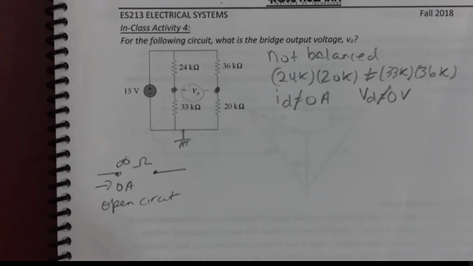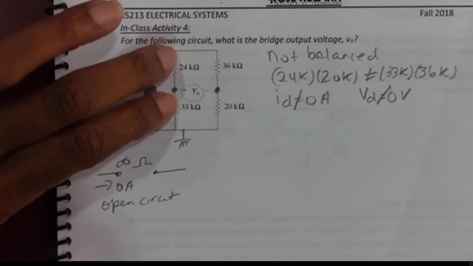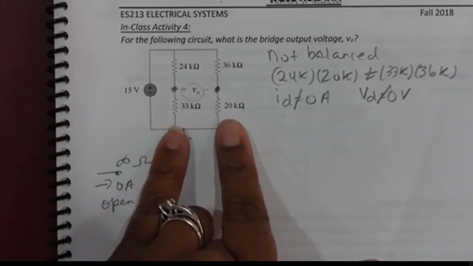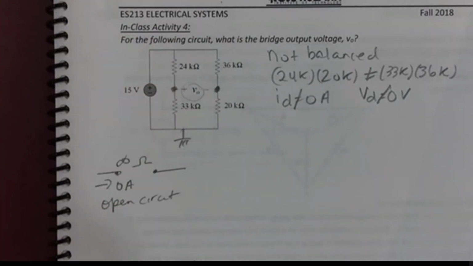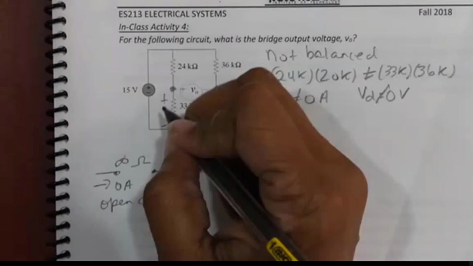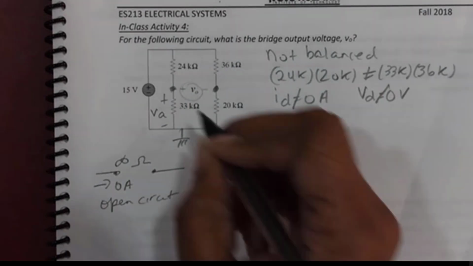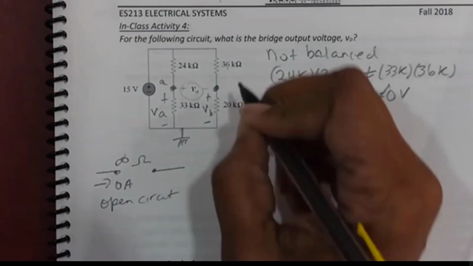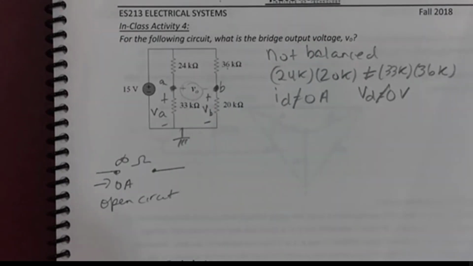And now what's special going on with the 24K and the 33K? They're in series. If I put these two together and put those two together, the result is in parallel, but these are in series. That means they have the same current. So this 24K and this 33K divide that 15 volts, and I can call that VA, the voltage at node A. And this 36K and this 20K also divide that 15 volts, and I can call that the voltage at B. Yes? You get that from KVL. I could also do that with KVL.